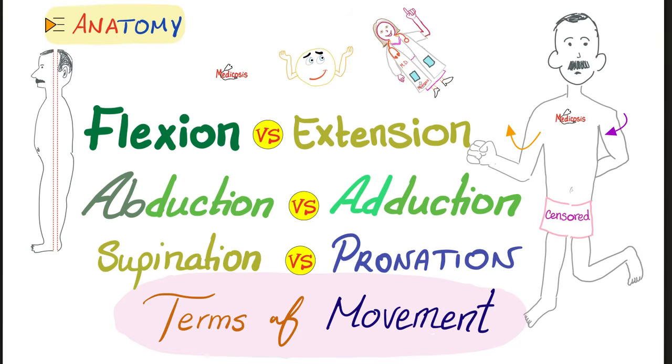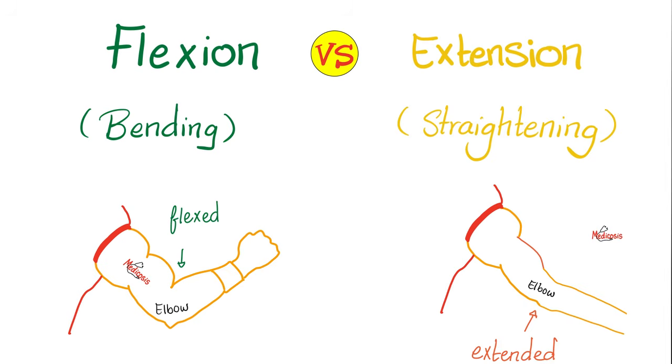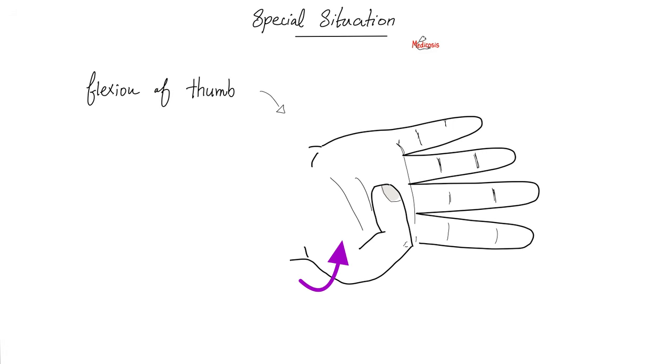Next, terms of movement. Flexion versus extension, abduction versus adduction, supination versus pronation. Flexion, get this side closer to that side by making the angle narrower. The opposite of that is extension. Extend your forearm, make the angle wider. The thumb is a special situation whose flexion is like this, extension is the opposite.